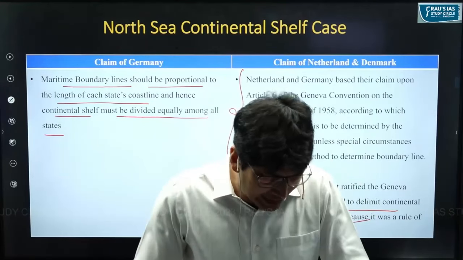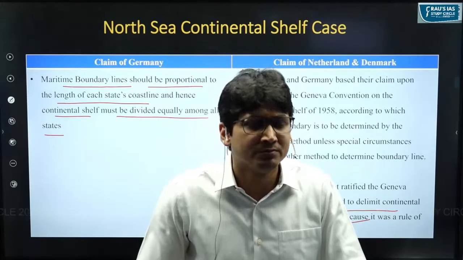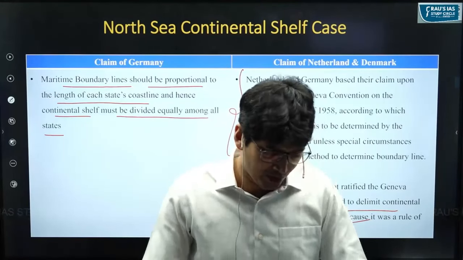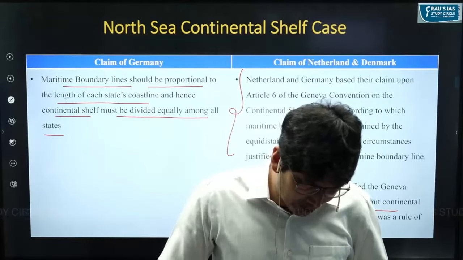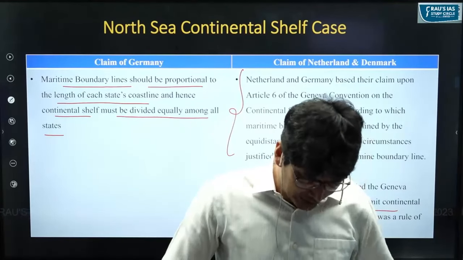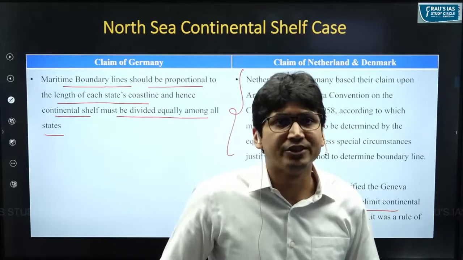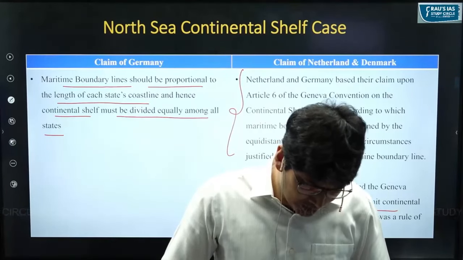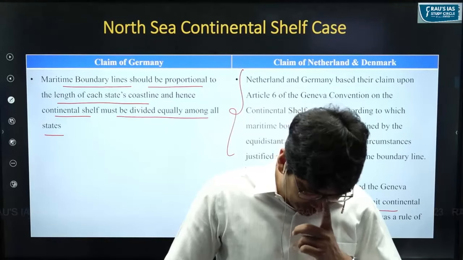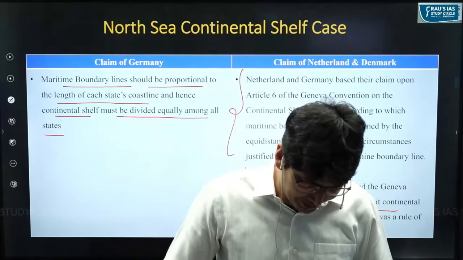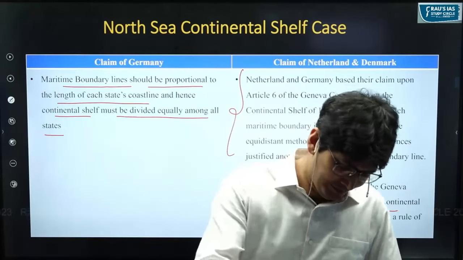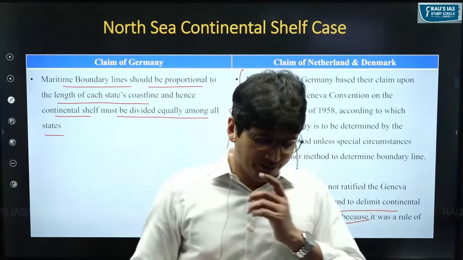On examination of Article 6 of the Geneva Convention on the Continental Shelf, the court said that for a customary rule to emerge, the following must be needed.